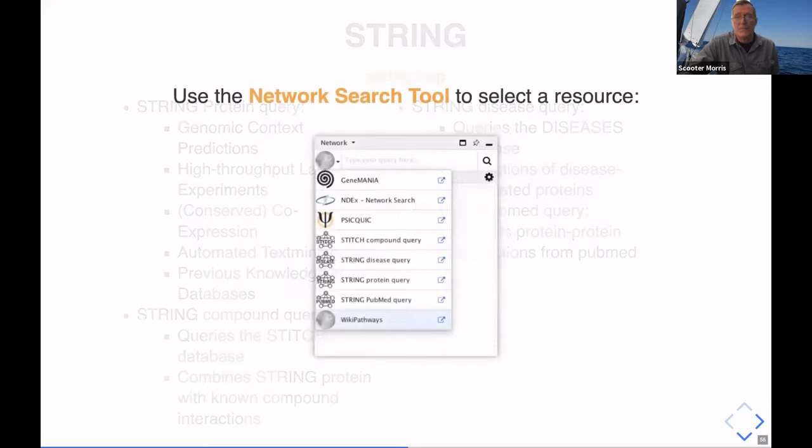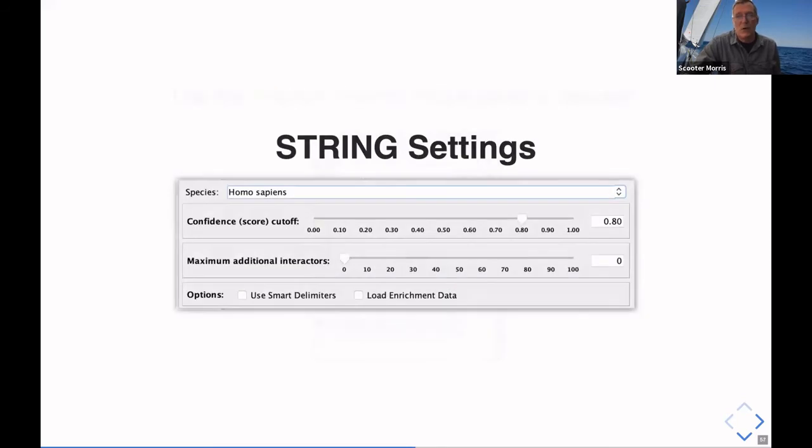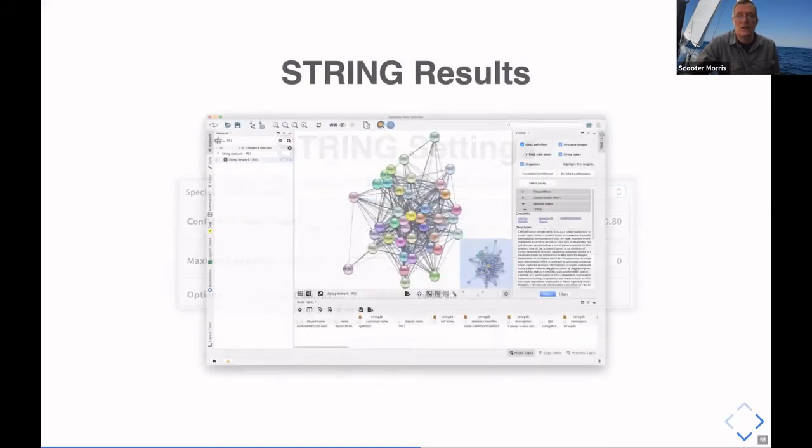As with Wiki Pathways, Gene Mania is another similar type of thing. String shows up in this network search panel. You just select the kind of query you want. You can change species. You can change confidence cutoffs. You can add extra data as you're going through. And this is what you get back.